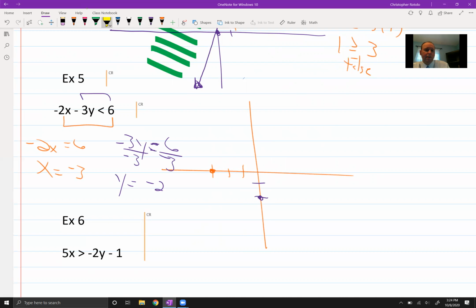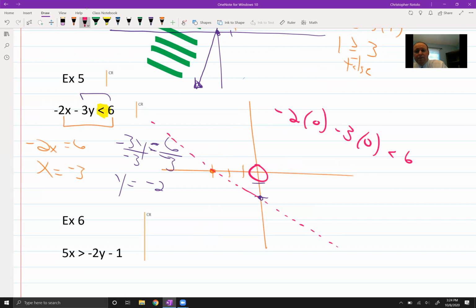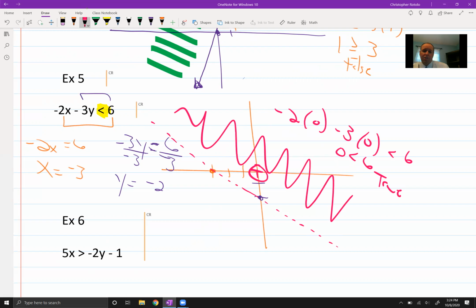I'm going to double check the inequality itself. It does not have a solid line, so I'm not going to make it into a solid line. It's going to be another dashed line. I want to test 0, 0 because it's available. All right, so negative 2 times 0 minus 3 times 0 is less than 6. 0, 0 is 0 less than 6. True story. So this is true. So I'm just going to keep shading here. I didn't even change out to a highlighter. That's it. That's the answer.